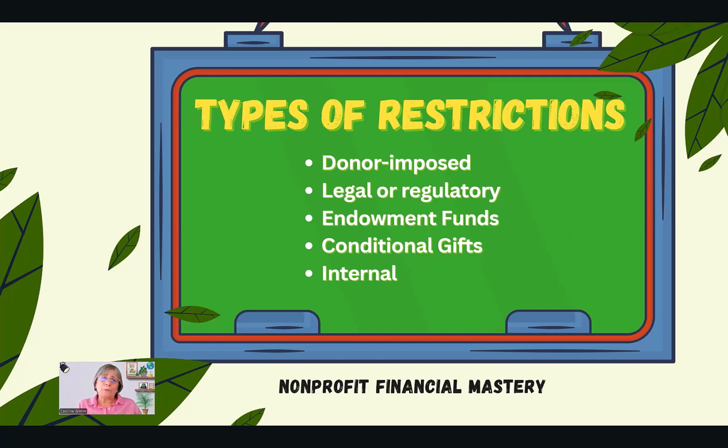You can also have restrictions that are conditional gifts. If you do this thing, I will give you this money. If you don't do this thing, you have to give the money back to me. So a conditional gift might be something like, I'm going to give you this money with the understanding that you are going to build a playground. If you don't build that playground, I want the money back. So that's a conditional gift.